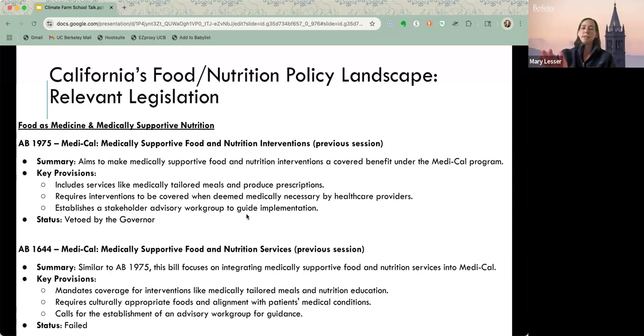It made it through both sides of the Assembly and the Senate, and ultimately was vetoed by the governor, which is unfortunate. Not so much, it sounds like, that he's not in favor of medically supported food, but with this one, there was quite a financial cost. And that is something that does come up.